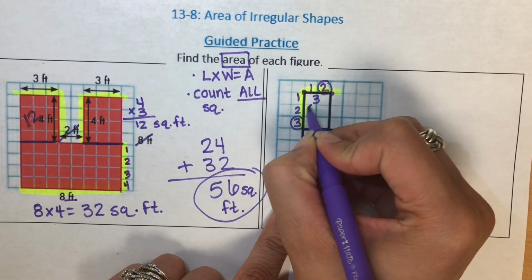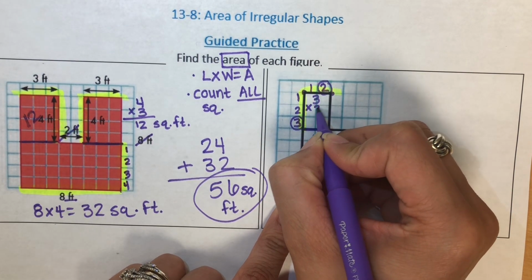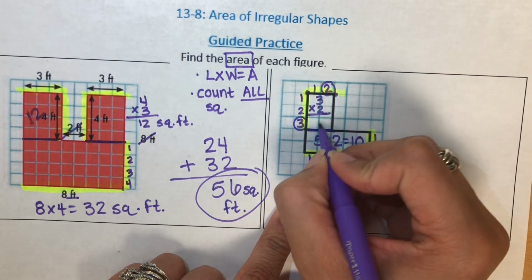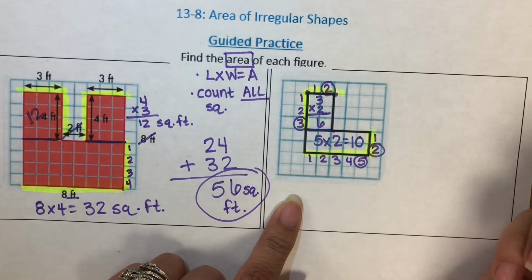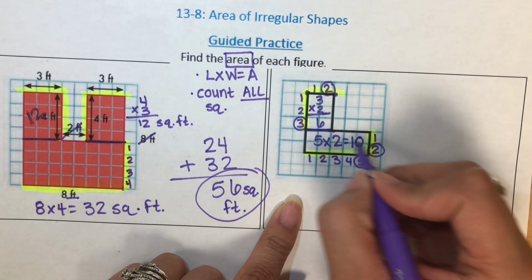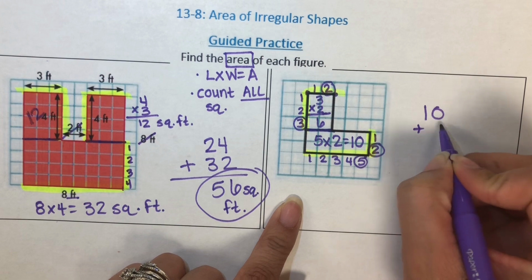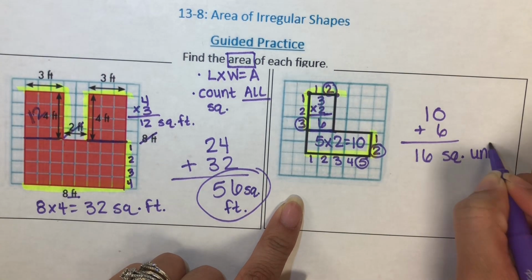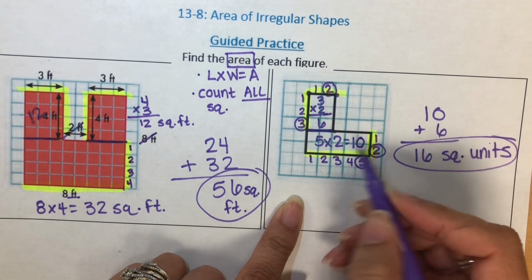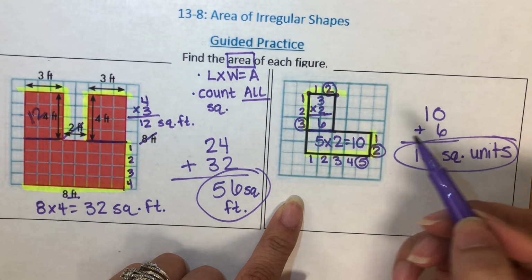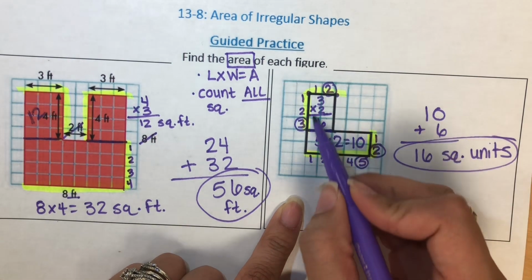So inside this area, I'm going to write my formula because area is the inside. 3 times 2 is 6, so 6 square units. I'm going to combine my 6 and my 10 to get 16 square units. And again, if I were to go back and count all of my squares inside here, I would end up with a total of 16.